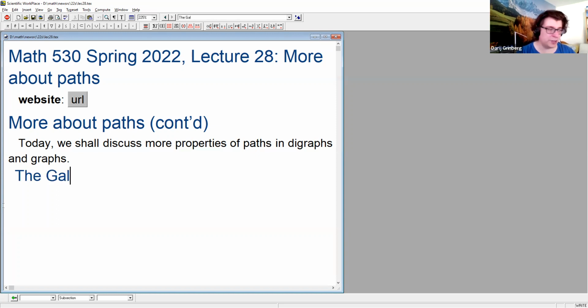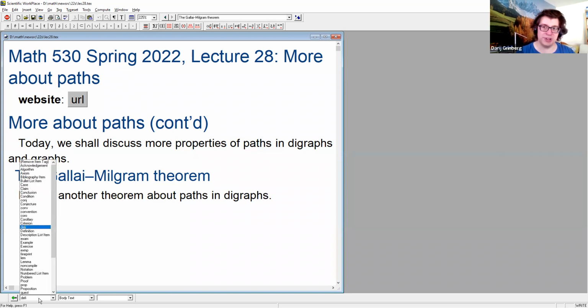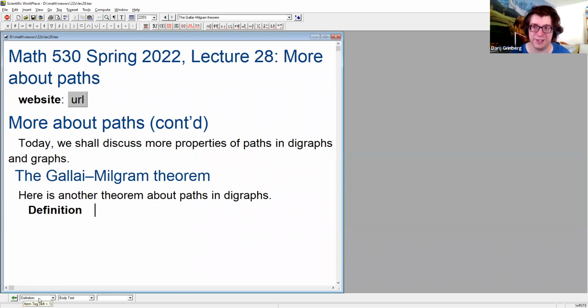The first one, and the only one I will prove today, is the so-called Gallai-Milgram theorem. And I'm following Diestel's book here, which is pretty nice. So here is another theorem about paths in digraphs. First of all, some stupid definitions, stupid because in a way we're just codifying something obvious.